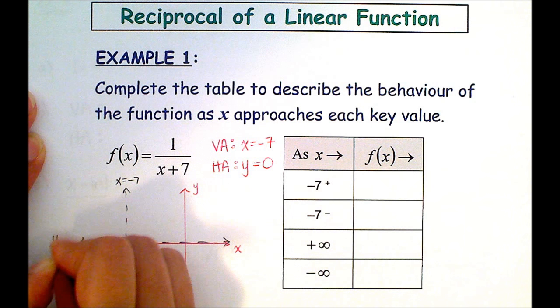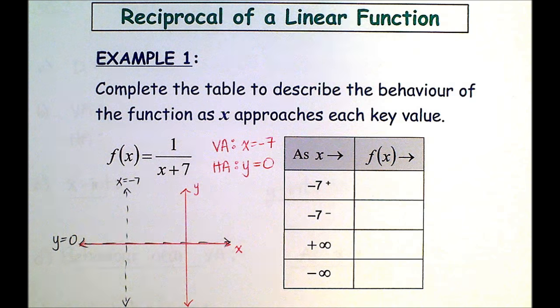Okay, what we're going to be checking is what the behavior of the function is going to be like to the left of the vertical asymptote, to the right of the vertical asymptote, and then as the function approaches positive and negative infinity.